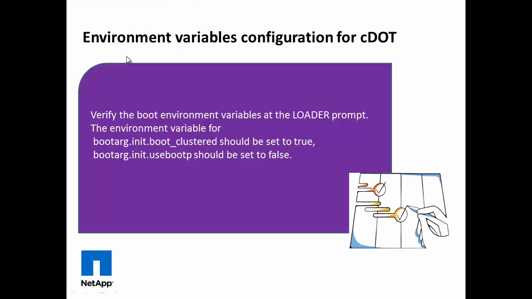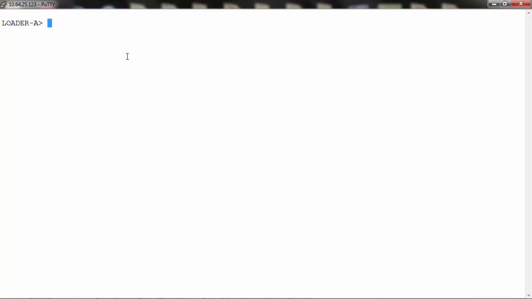Verify the boot environment variables at the loader prompt. The environment variable bootorg.init.boot_clustered should be set to true, and the variable bootorg.init.usedbootp should be set to false. To verify the current environment variables configuration, execute the command as displayed on the screen.